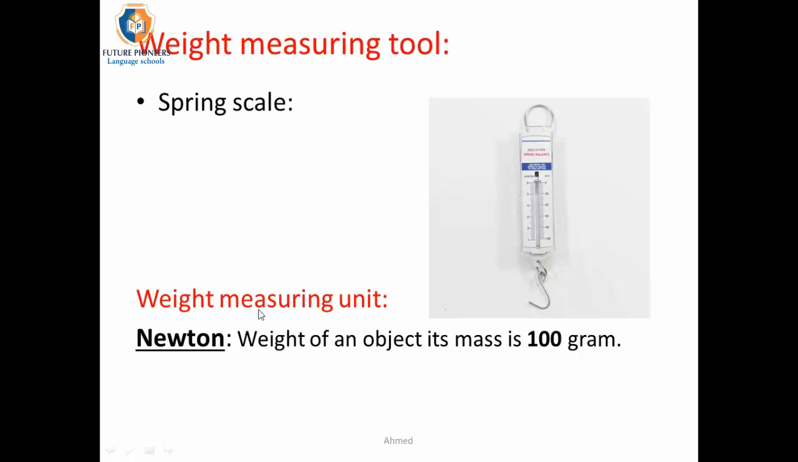But what is the unit of weight? The unit of weight is called Newton, and it refers to the scientist Isaac Newton, who discovered the gravity. So weight is measured in Newton, and the Newton is the weight of an object that its mass is 100 grams.